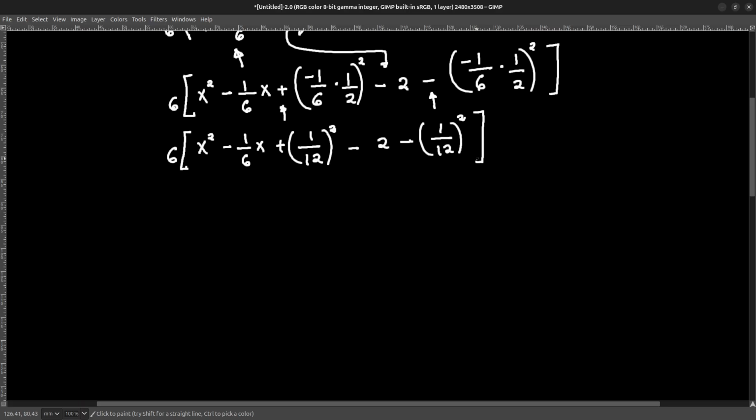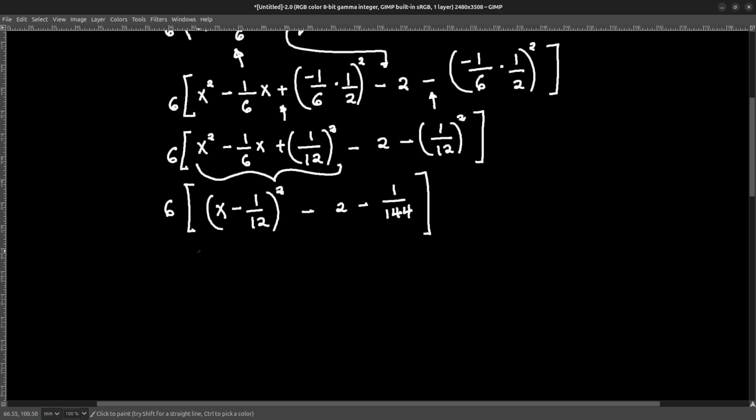What has changed is that this first expression now is a complete square. That means this is literally the same thing as doing (x minus 1 out of 12) squared. So that whole thing collapses to that. And then on this side, we will have 2 minus (1 out of 12) squared. That's the same as 1 out of 144. Then we close the bracket.